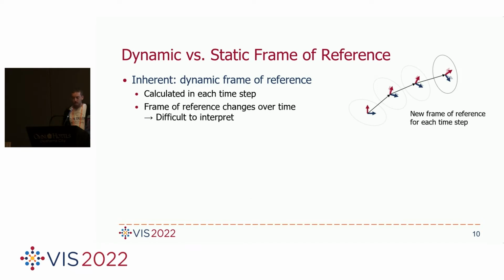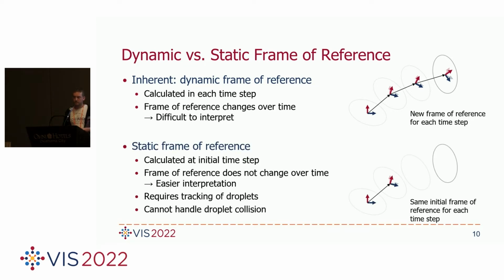So we have a dynamic and a static frame of reference, because in the normal version we have the issue that we recompute the frame of reference in each time step. To make it a bit more intuitive to understand, we also provide a static frame of reference, but then we need to explicitly track droplets.